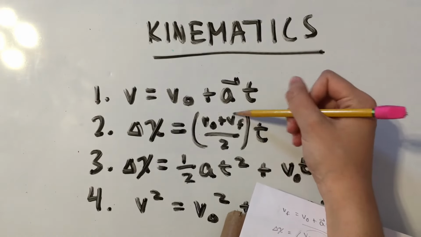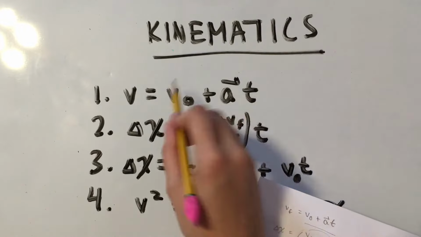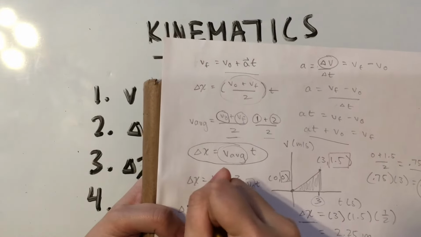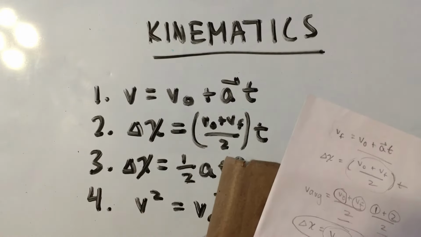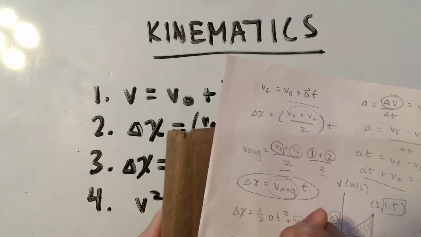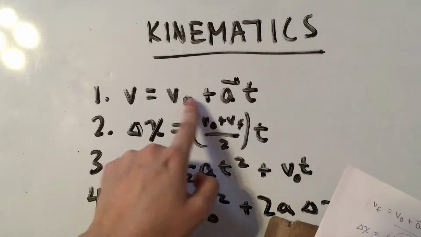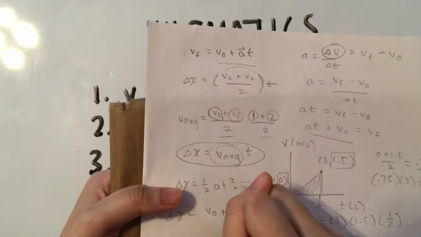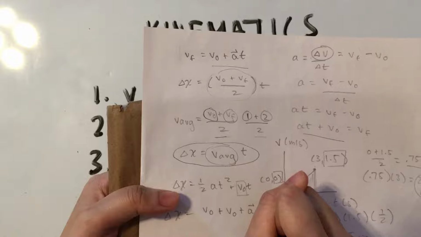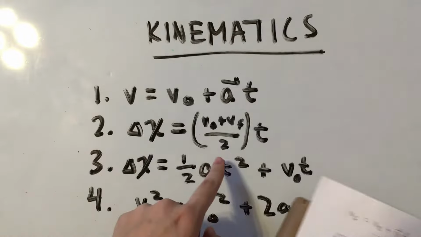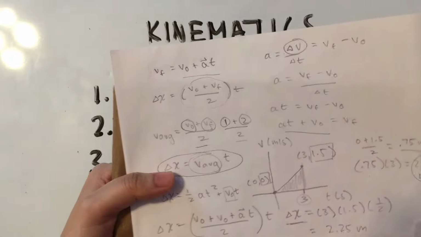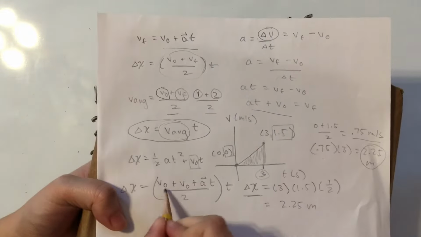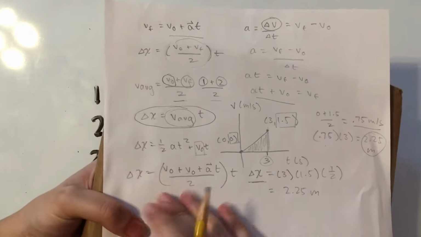So we can substitute this with what we have here. Let me rewrite this by saying delta x equals initial velocity plus final velocity, which is this. So initial velocity plus acceleration times time, over 2, multiplied by time. Okay, and I see that these two are the same thing.